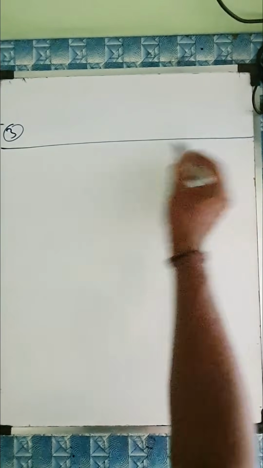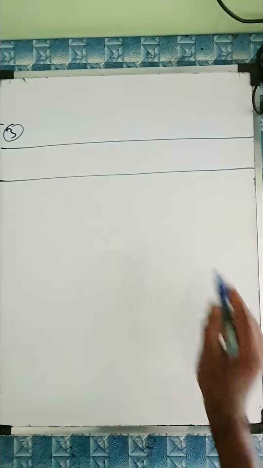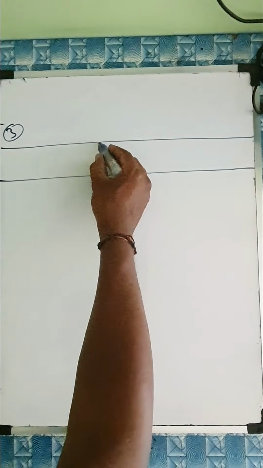So first you make a table. Here the production is given, the first one. You just make a line here.